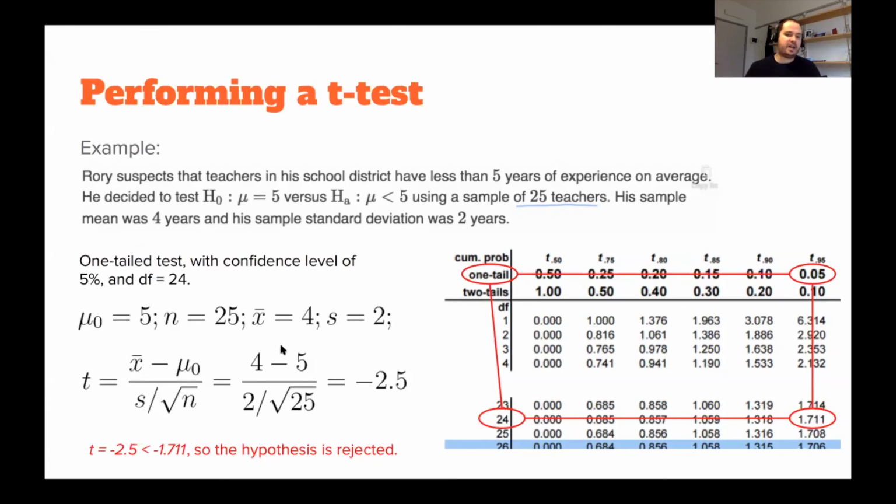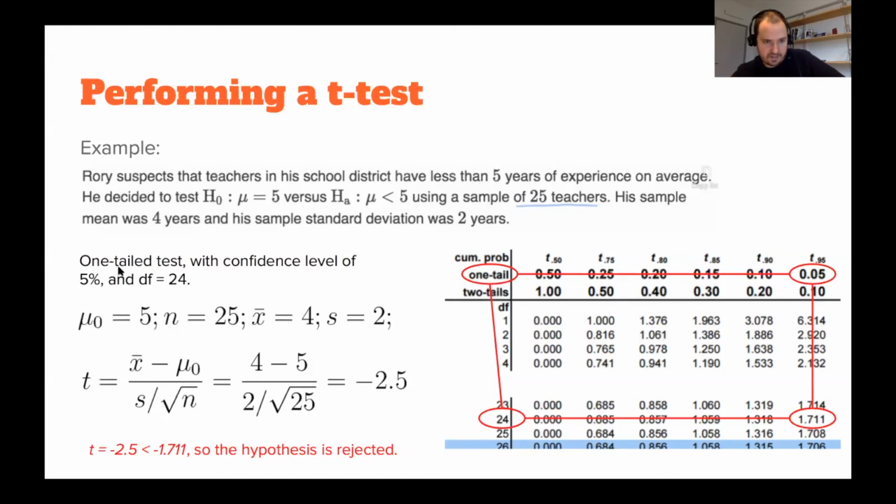And then, okay, I got a minus 2.5, but what does that mean? I don't know yet, because I don't have the baseline to compare to. I need a baseline of t to compare to, to say that if it's to the left of that baseline, then it's too extreme and I will reject it. If it's to the right of that baseline, then it's not too extreme, so I can't reject it. So let's establish the baseline.